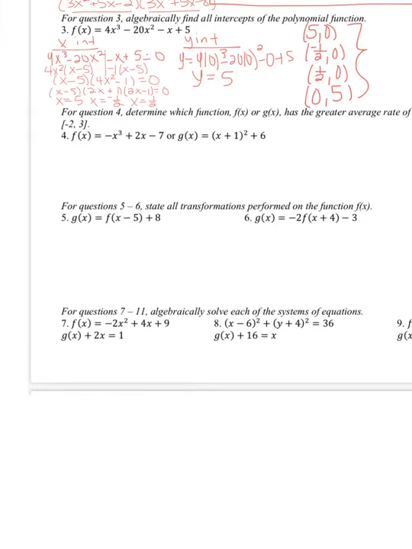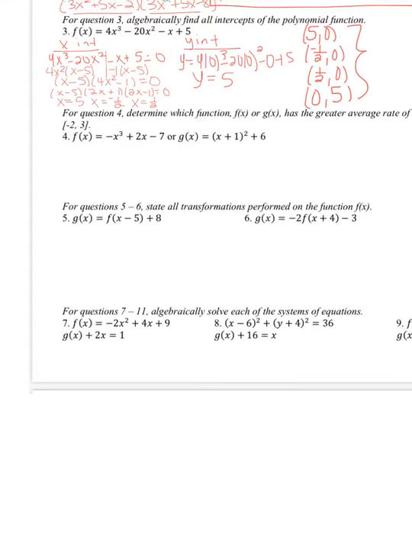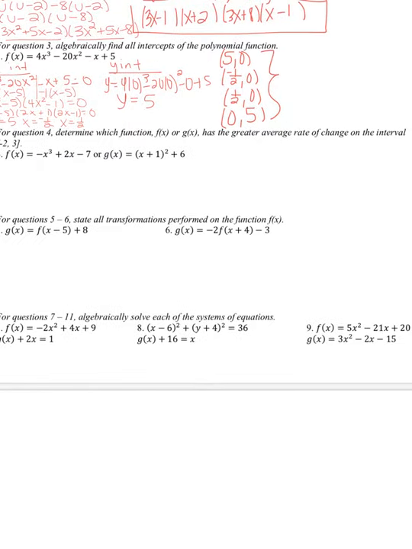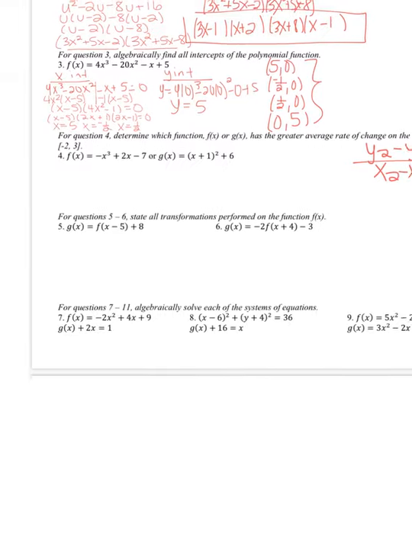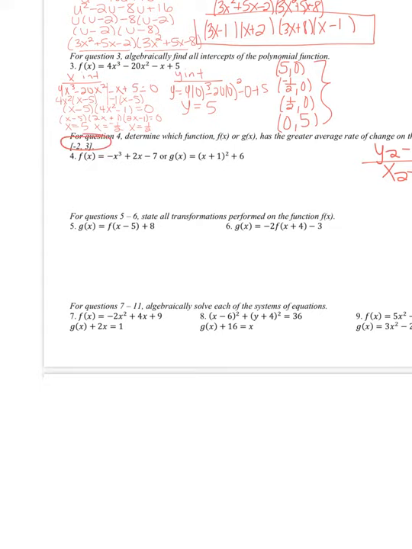Number 4, which function has the greater average rate of change? Average rate of change, another word for that is slope. Slope formula, y2 minus y1 divided by x2 minus x1. So we have to figure out the slope for each of these functions on this interval and then see which number is the larger one. Okay, again, if it's negative, you ignore the negative. So the interval that it gives you, negative 2 to 3, those are your x values.